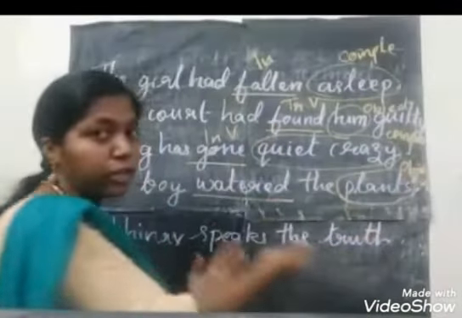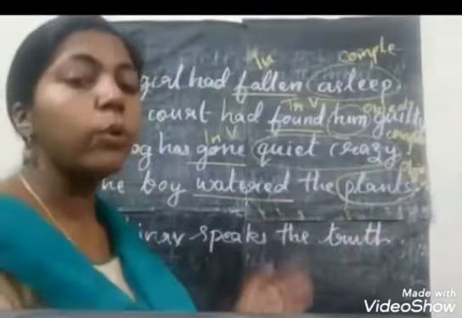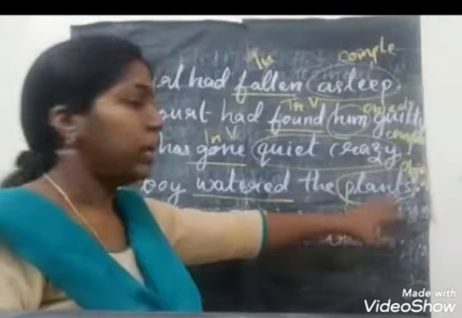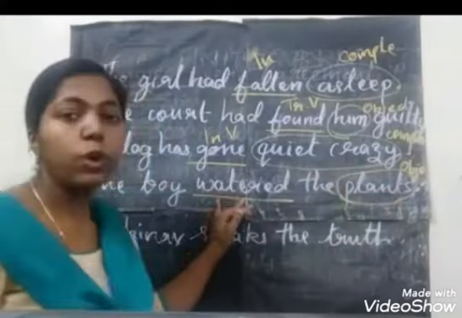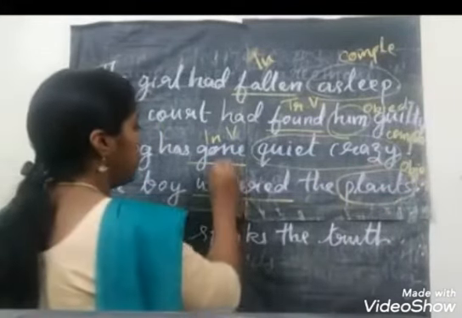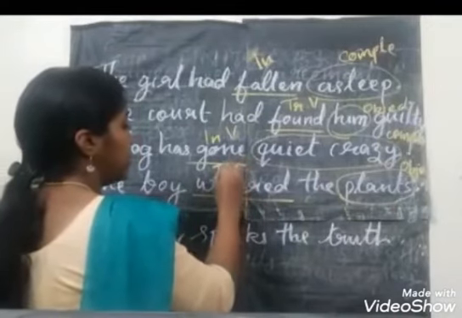It's clear, so there is no need of using the tip over there. The object is clear. Yes, plants is the object. So this verb will be what? Transitive verb. Yes, very good. Transitive verb.